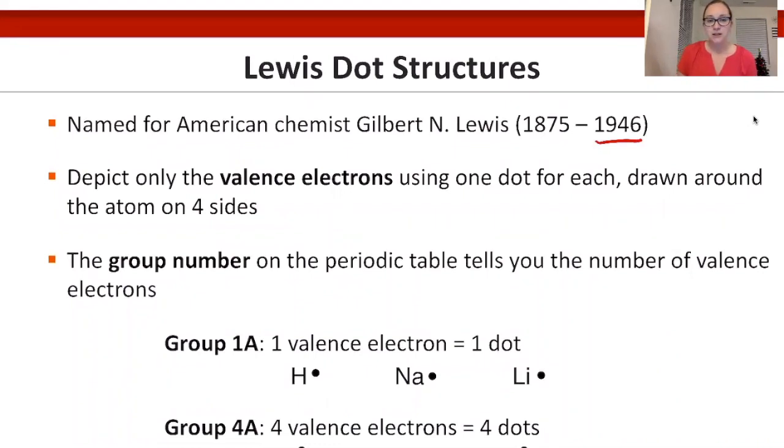And so when we're talking about Lewis dot structures, we only use our valence electrons. So that's important to remember. Even if we have a molecule that actually has, say, 53 electrons, we're only going to show the valence electrons, or those on the outside. And those are going to be drawn on four sides of the chemical symbol.